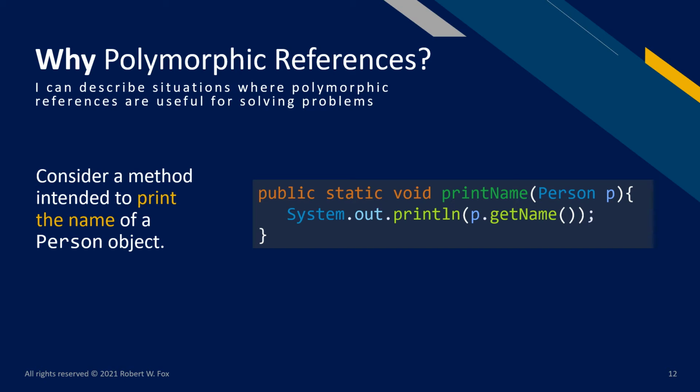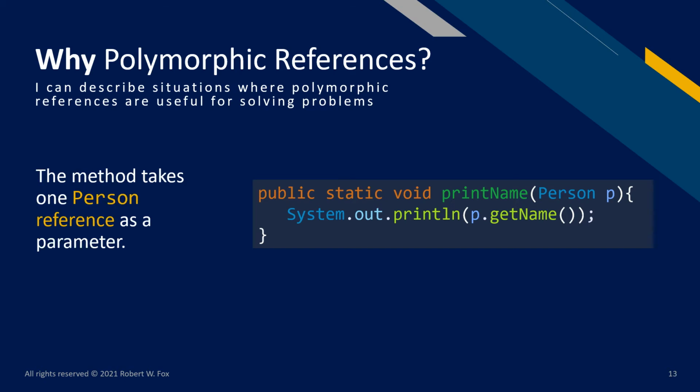Let's consider a method called printName, whose job it is to print the name of a person object. Okay, pretty simple method. Notice that the method takes one person as a parameter. So in other words, we're going to send a person object to the method, and the method is going to print that person's name.